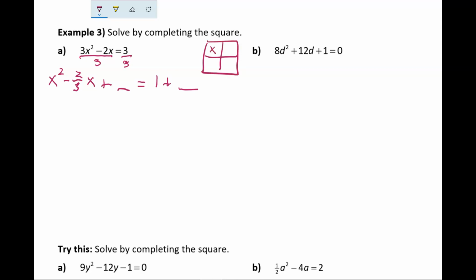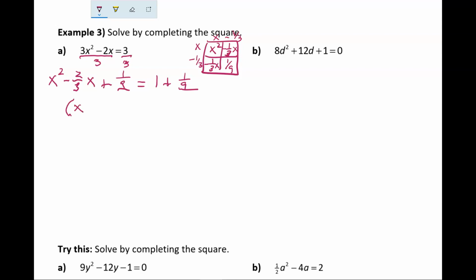Now I'm going to put my terms in the boxes here. Now I've got to divide 2/3 into two equal pieces. That would be negative 1/3 x and negative 1/3 x in each box. So constructing the factors, x minus 1/3 and x minus 1/3. That puts a 1/9 in the blank, or 1/9 is what we're adding to both sides of the equation to complete the square.